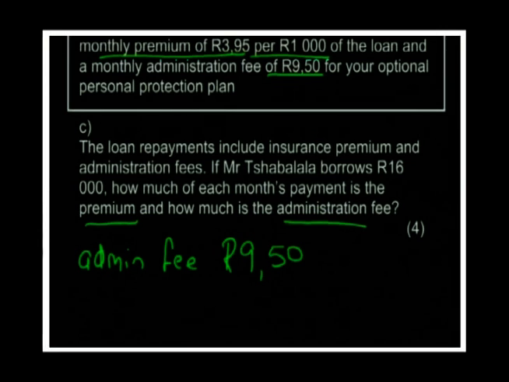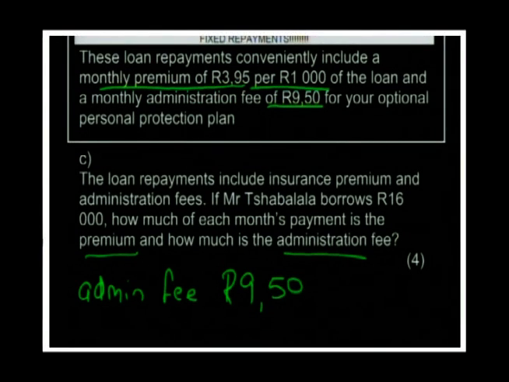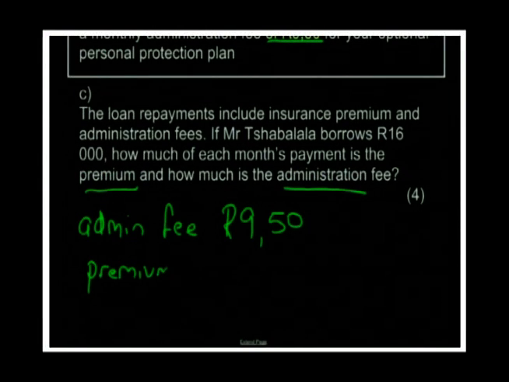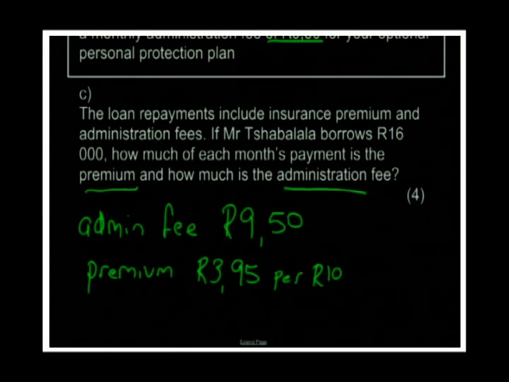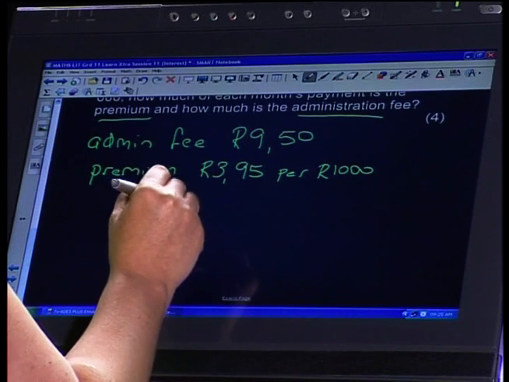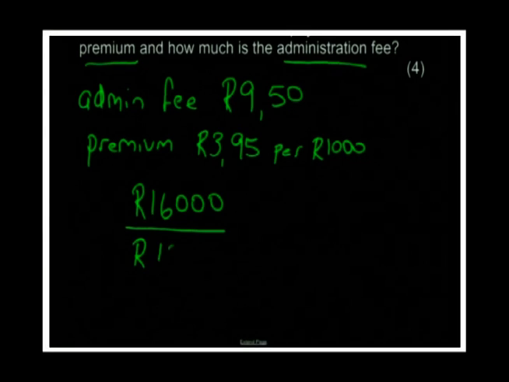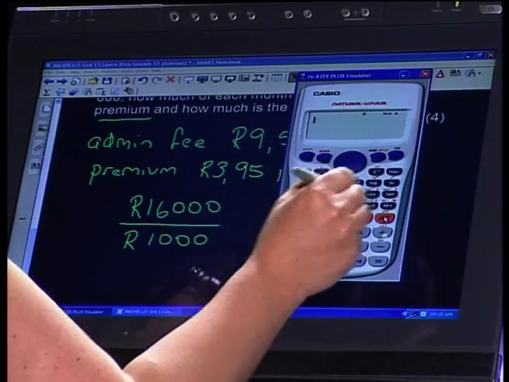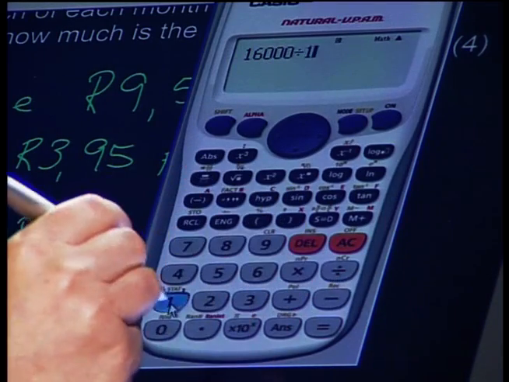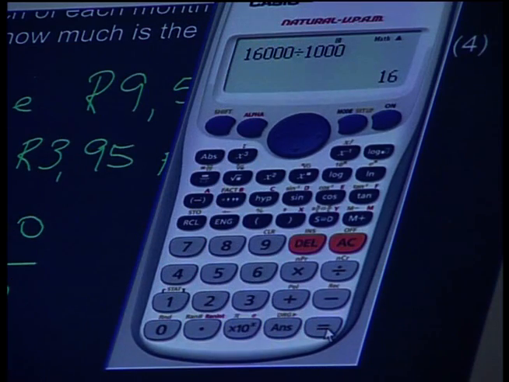My premium was a little bit more complicated. I'm paying R3.95 per 1,000 Rand. So let's write that in as my premium: R3.95 per 1,000 Rand. So what I need to work out is how many 1,000 Rands Mr. Chabalala got when he borrows the 16,000 Rand. So I'm going to take my 16,000 Rand and divide it by 1,000 to find out how many of these he has got. So I'm going to use my calculator. I don't think you need to, but my 16,000 Rand divided by 1,000. And I see that there are 16 of these portions.